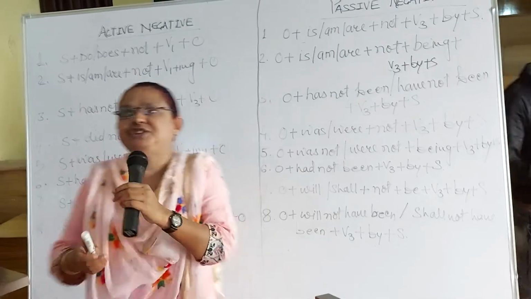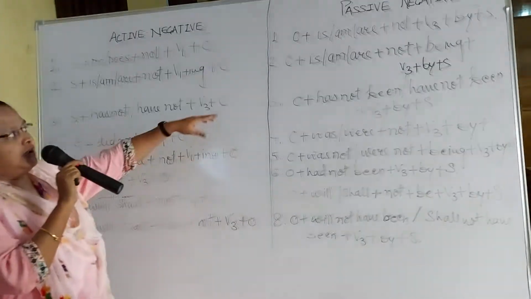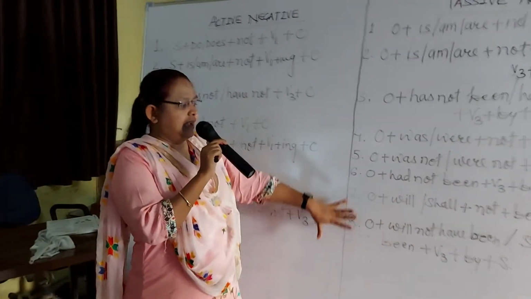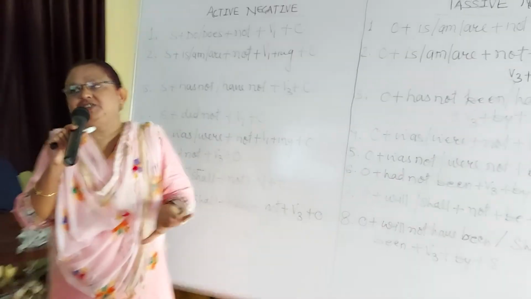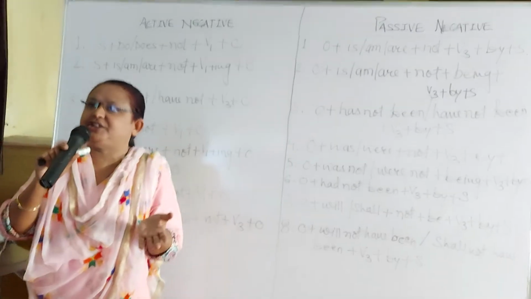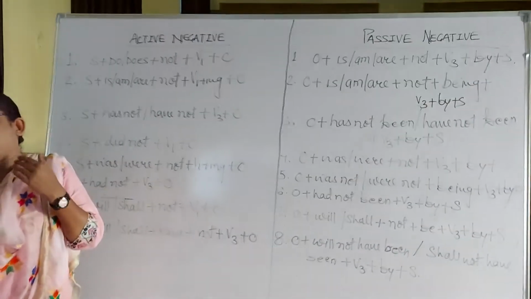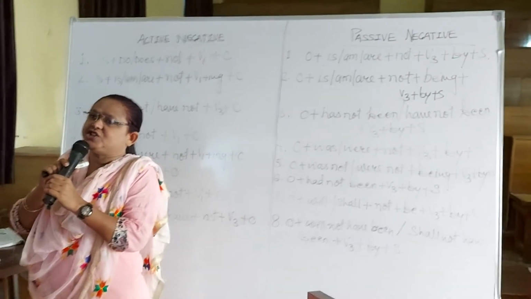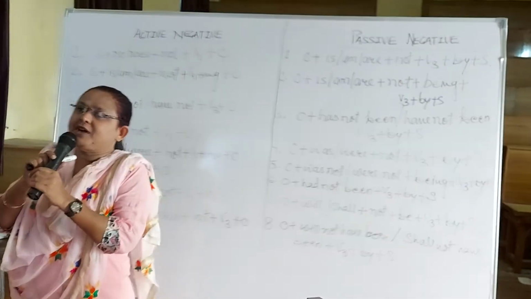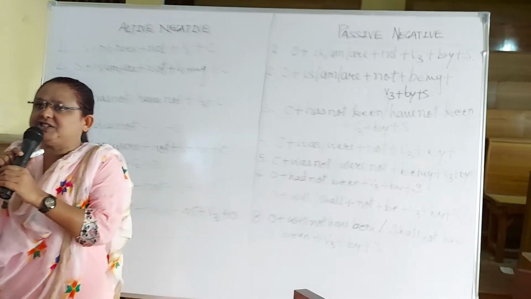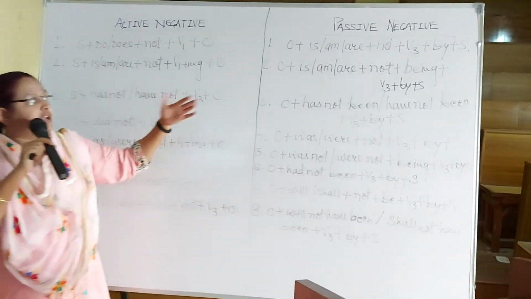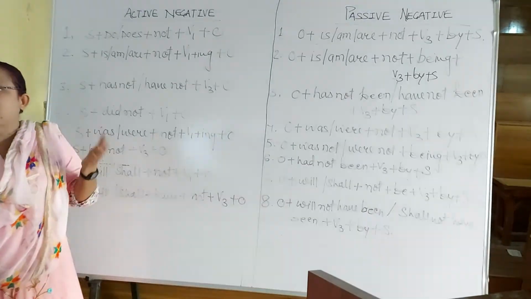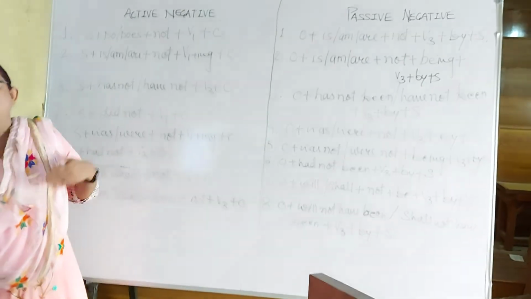In the following 8 structures we change into the negative using not, changing the helping verb. So in these following 8 structures we see how we can change active to passive. I am giving you examples also. I think that the first 8 structures, before last week, we explained about positive passive, active positive, then passive positive. Now in this week we will study how we can change active negative to passive negative.